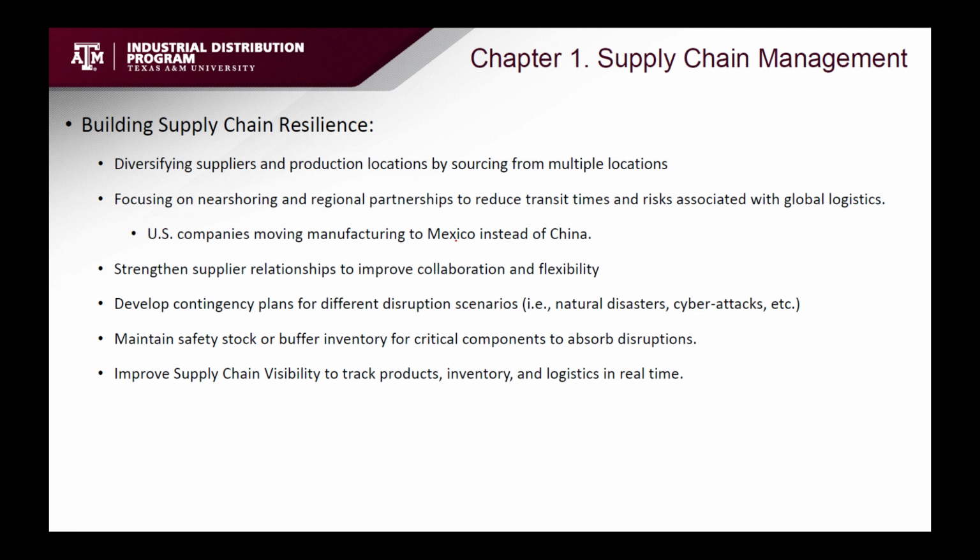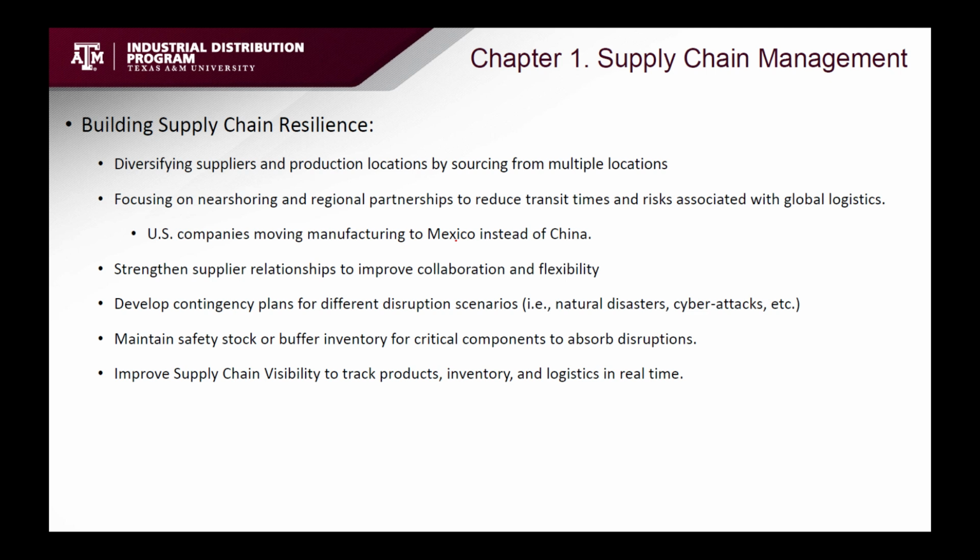Fourth, contingency plans. Run the scenarios. What happens if there's a hurricane, a cyber attack, a strike? Have an answer ready before the crisis, not during it. Fifth, safety stock. Maintain buffer inventory for your most critical components. It costs money, but for items that could shut down your entire operation, that buffer is insurance. And the sixth, visibility. You can't manage what you can't see. Modern firms use real-time tracking, sensors, and data analytics to know exactly where every shipment is at every moment.